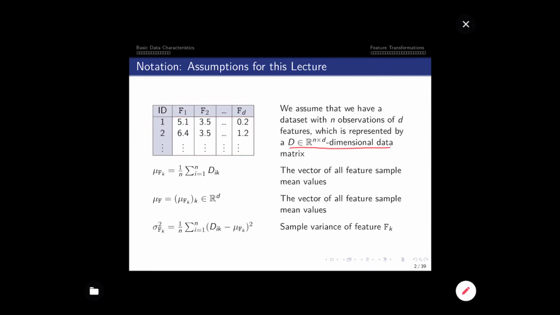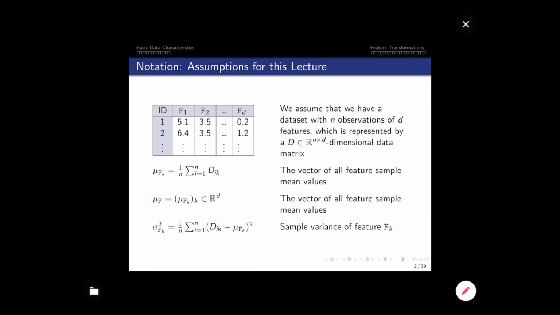And then we denote with mu fk the sample mean value of feature fk. This is computed by summing up all the values for the feature. So for example, the sample mean for f2 would be computed by summing up all these values and then dividing them by n. And then we can compute the vector of all mean values. This is then the vector mu f, which gathers all the sample means for every feature.